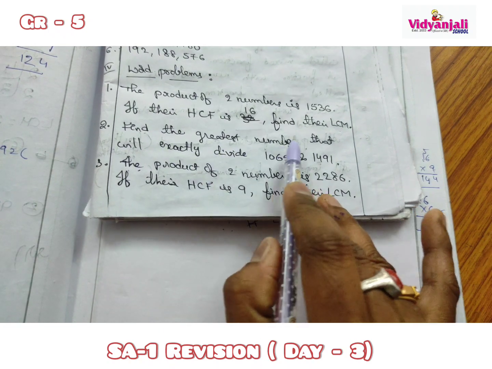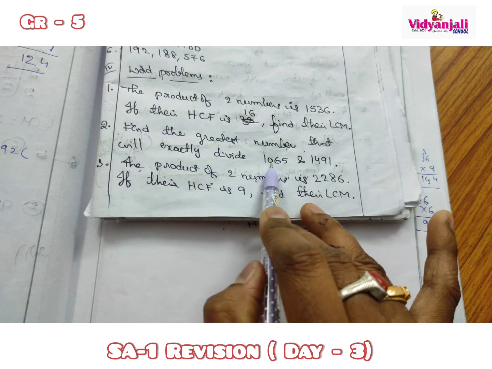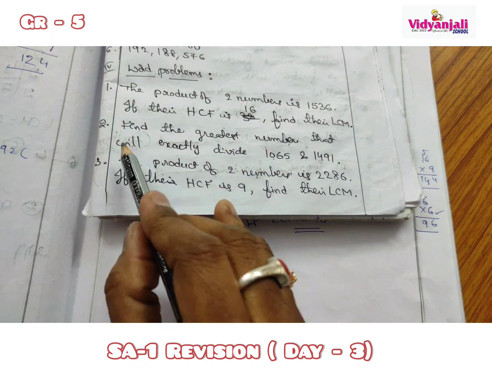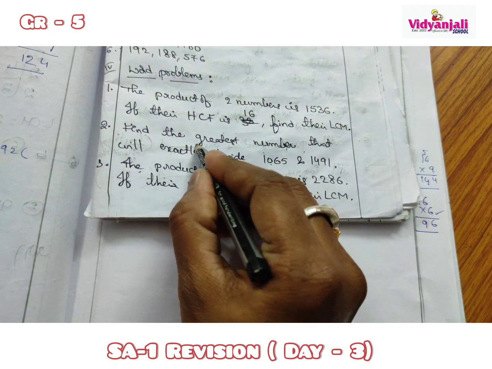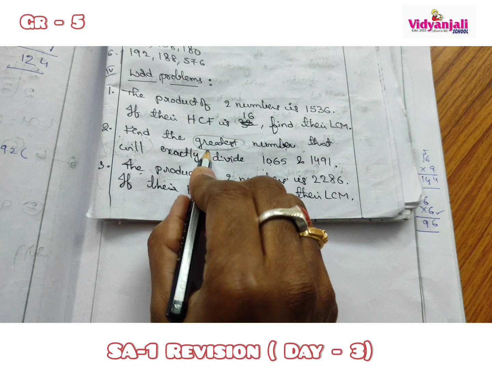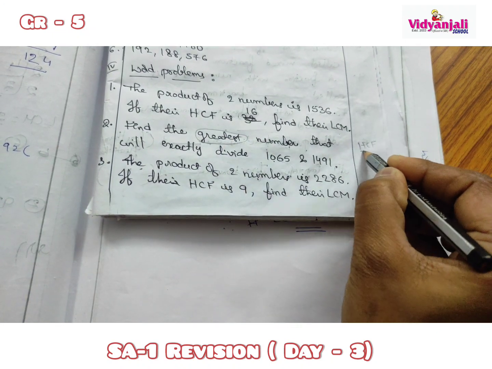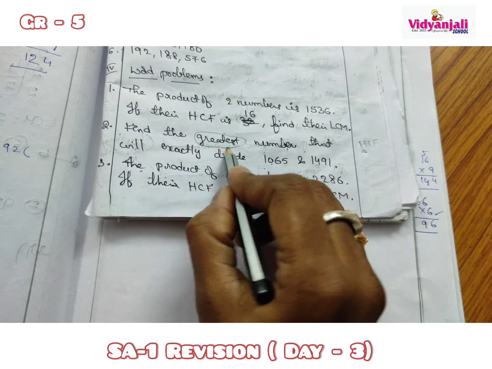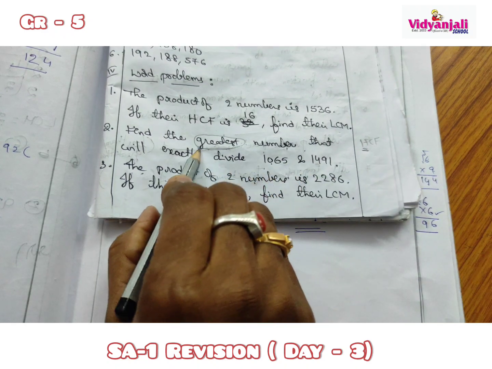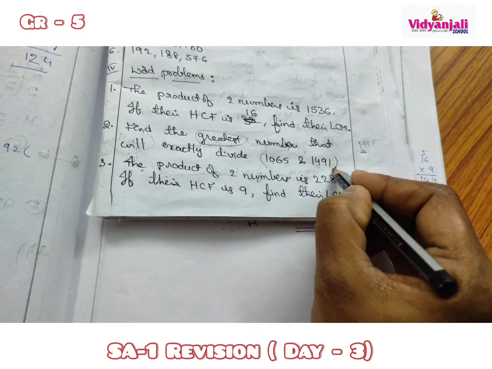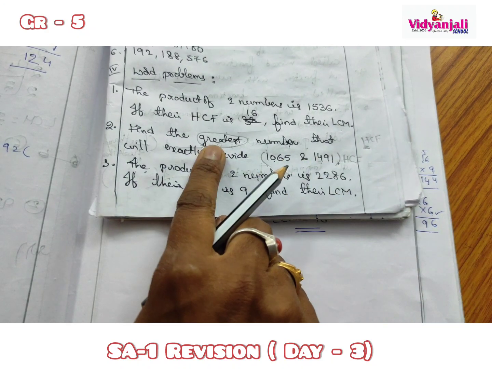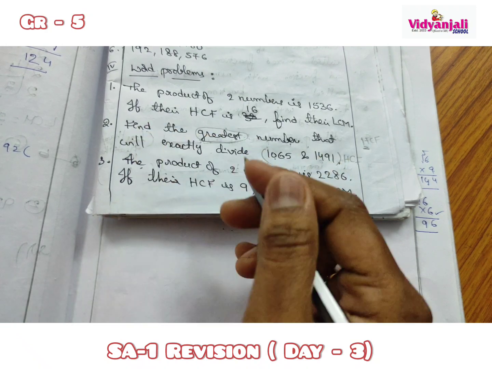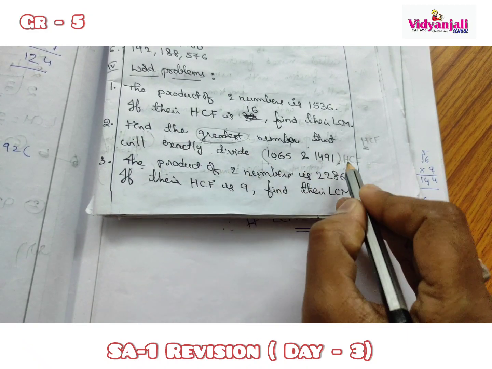Find the greatest number that will exactly divide 1065 and 1491. Okay, see here, in this question we can see a keyword called greatest. In HCF, H stands for highest, right? So greatest is also a similar word to HCF. The clue in the question is that you have to find the HCF of these two numbers. If we have words like greatest, longest, highest, or similar meaning words, then we have to find HCF.